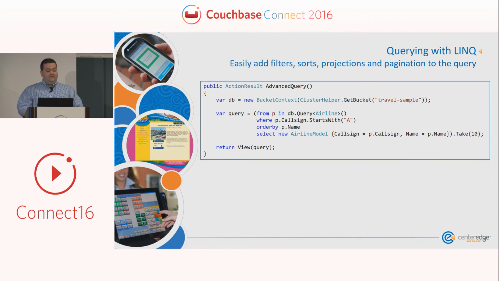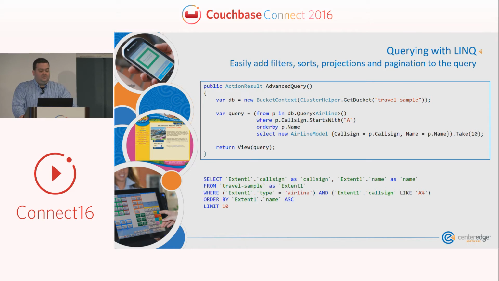You can also run more advanced queries. So this is one where we're looking for airlines that start with A in their call sign, and we're doing a projection to select only a subset of the properties from the airline. And you'll see that that just simply generates a more advanced N1QL query.